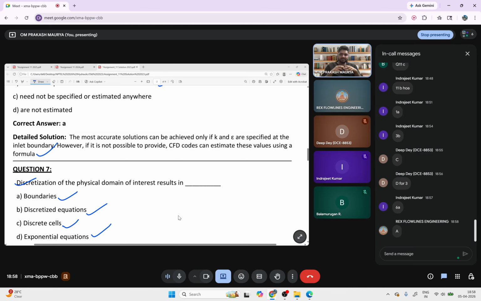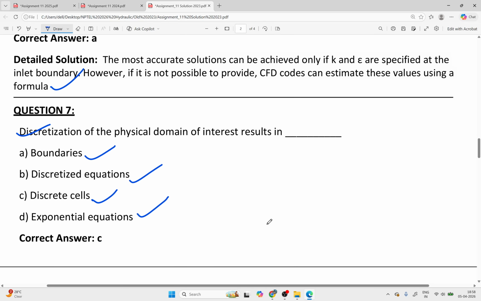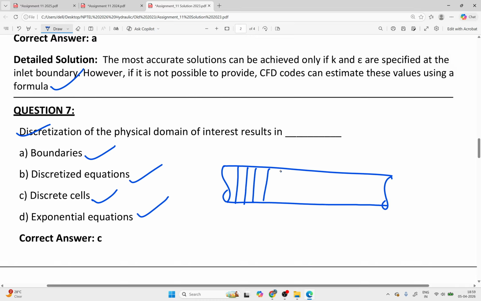Okay, so discretization of the physical domain, let me just explain. Definitely C will be correct. What is discretization? Let us suppose you have some flow domain like a pipe flow or open channel flow, and you need to calculate the velocity within this pipe. So you need to discretize, which means dividing your flow domain part by part. So what you are getting is discrete cells: first cell, second cell, third cell, fourth cell, like that.